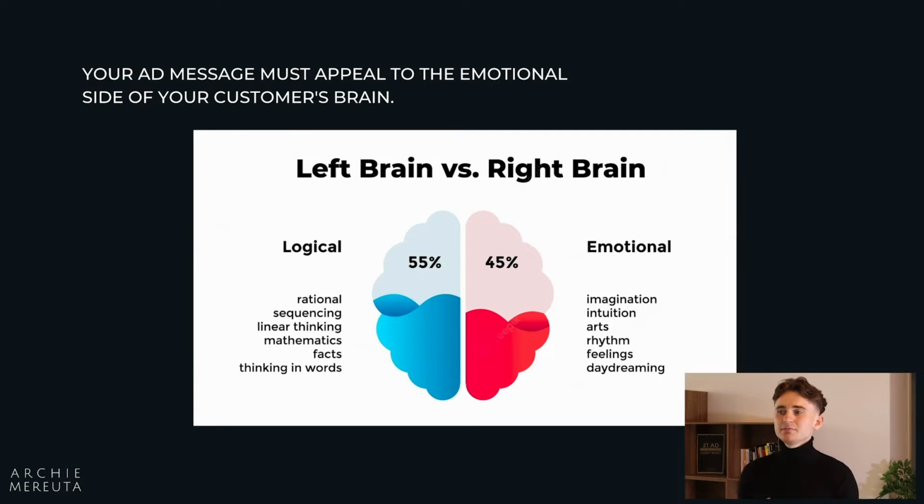So next, let's talk about the ad message. The ad message must appeal to the emotional side of the customer's brain. So we have the left brain and we have the right brain. When we're talking about the logical things, the rational, like mathematics, facts, statistics, we're talking to the left brain of our brain. And when we're talking about emotions, imagination, feelings, daydreaming, now we're talking to the right brain. When we are selling luxury products, we want to talk to the right brain instead of the left brain.